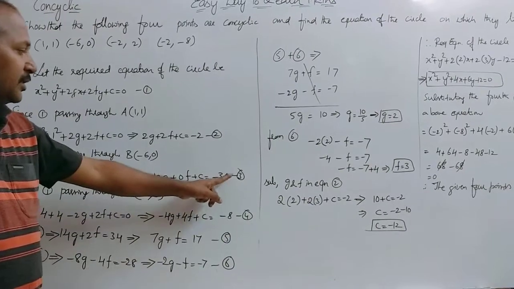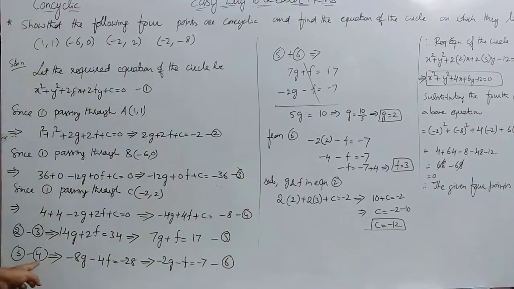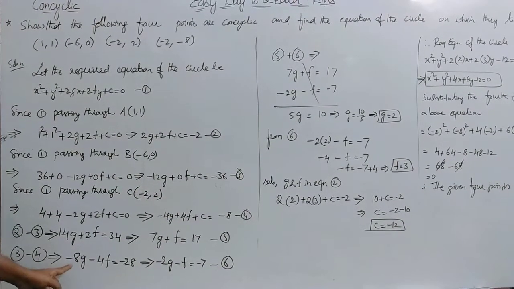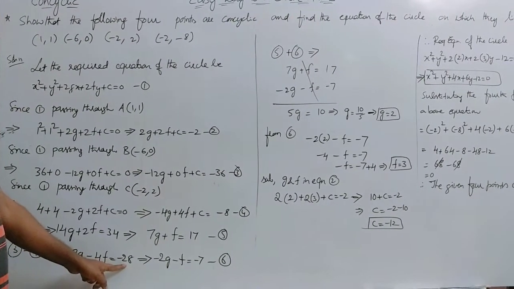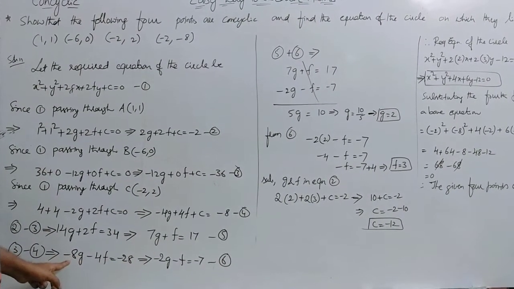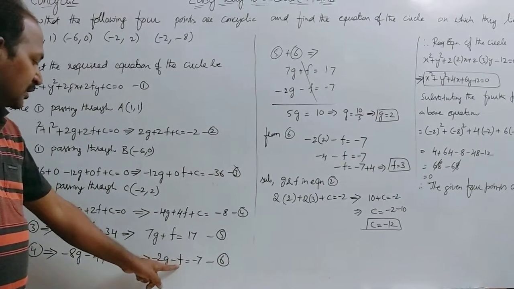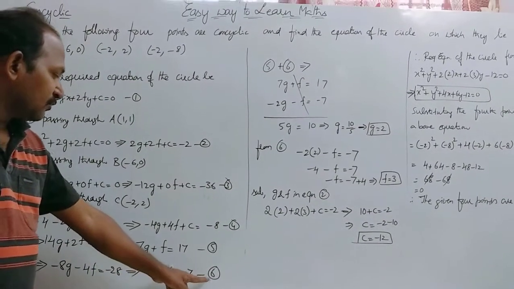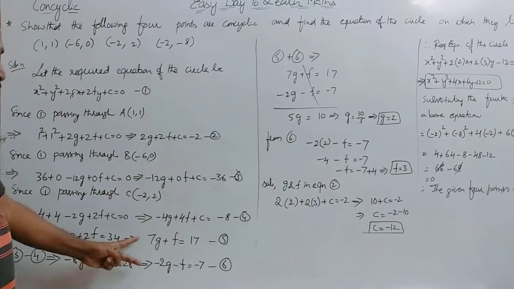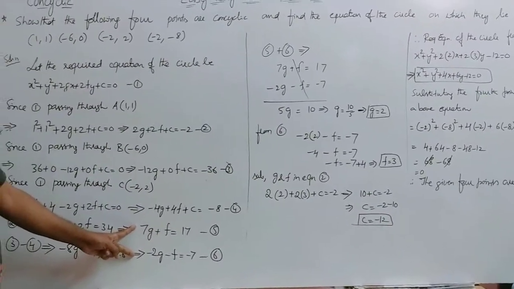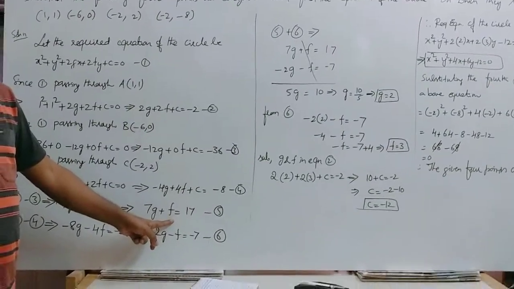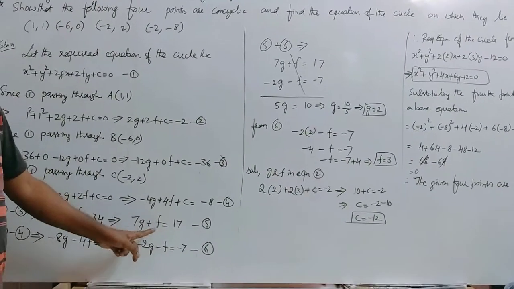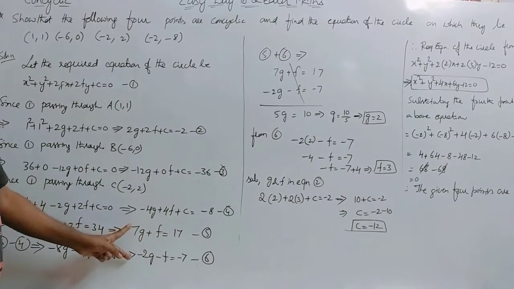Similarly, by considering 3 and 4, let us subtract 4 from 3, then we will get minus 8g minus 4f is equal to minus 28. Taking 4 as common, minus 2g minus f is equal to minus 7, which is equation 6. Now, let us observe these two equations. Here, these two equations are in terms of only g and f, so that we can solve g and f values by using these two equations.